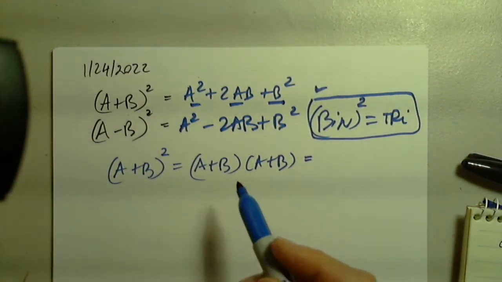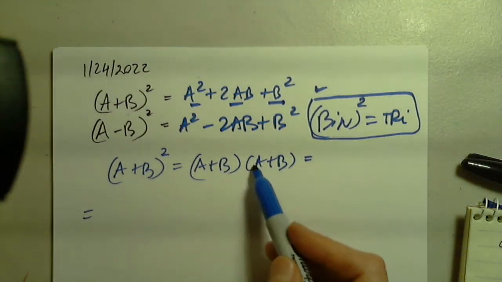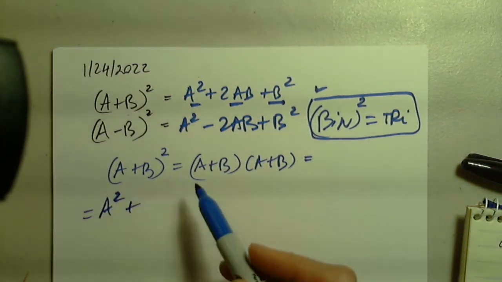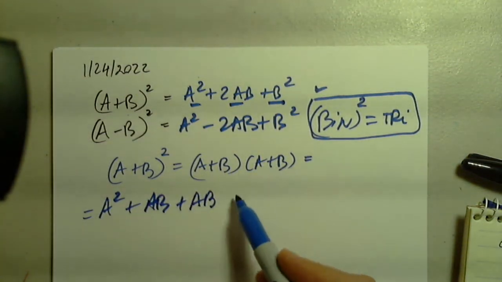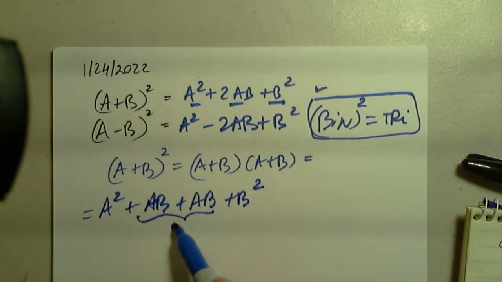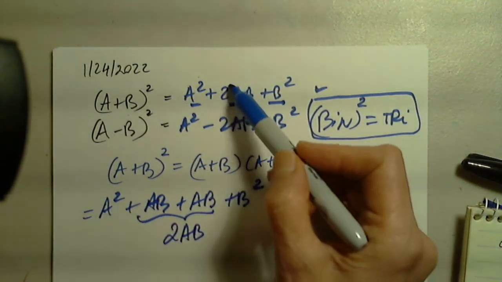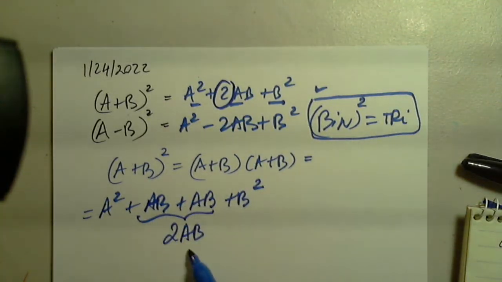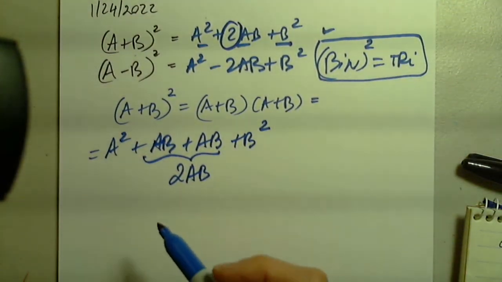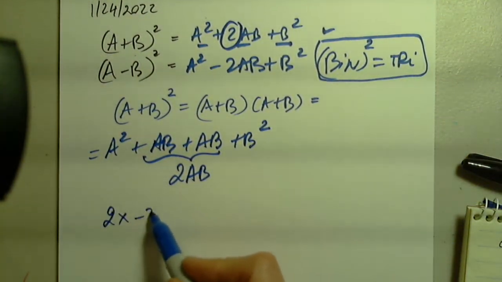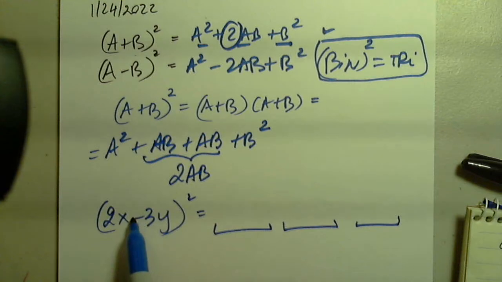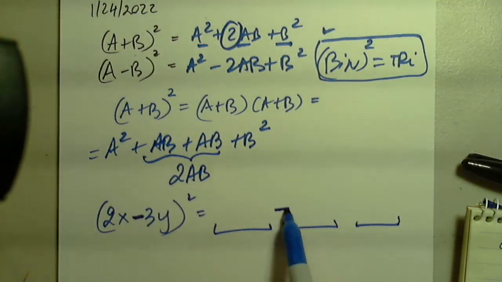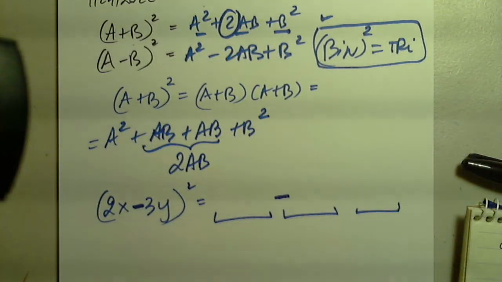So how would you get back into this? Just FOIL. So this is a squared plus ab plus ba, which is written as 2ab, plus b squared. That's how the 2 shows up here, because there are 2 terms that are like terms. So moving forward, I would like us to remember that (2x minus 3y) squared has to have 3 terms, and because this is negative, the middle has to be negative, right?